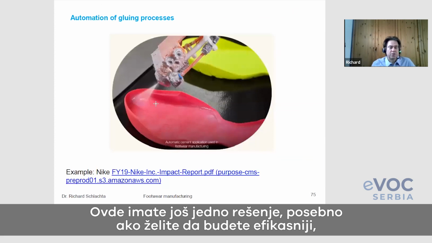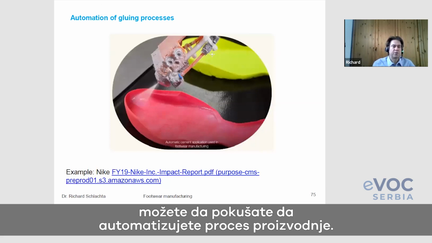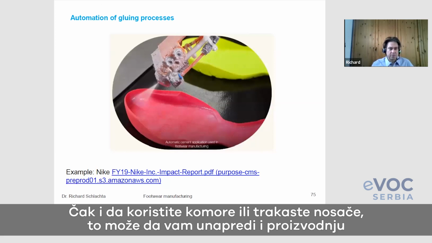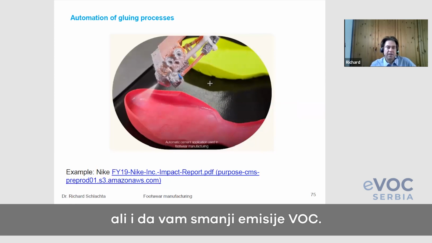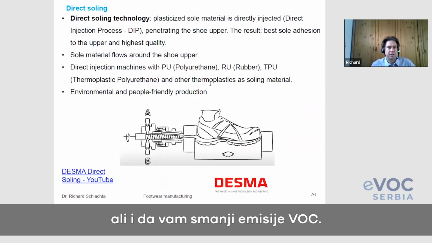So what I told you, what can be a solution, especially if you want to work more efficiently, is to try to automate your production process. Even by using, for example, cabins or conveyor belts and so on, that can help to improve your production, but of course it can also help to reduce the VOC emissions.